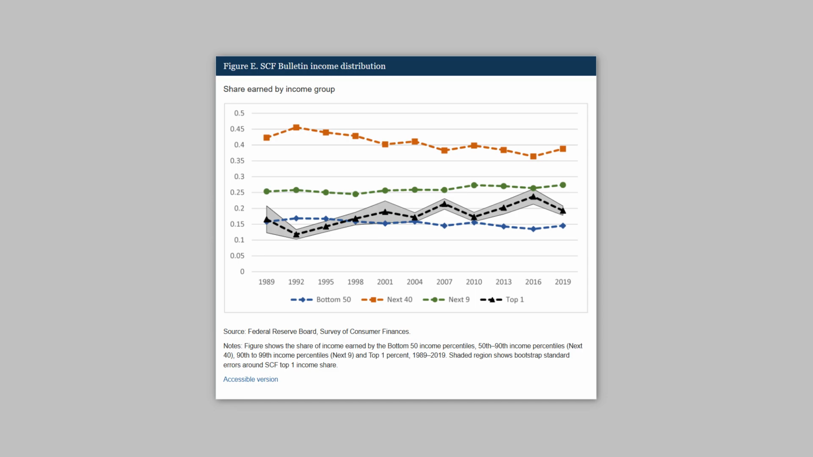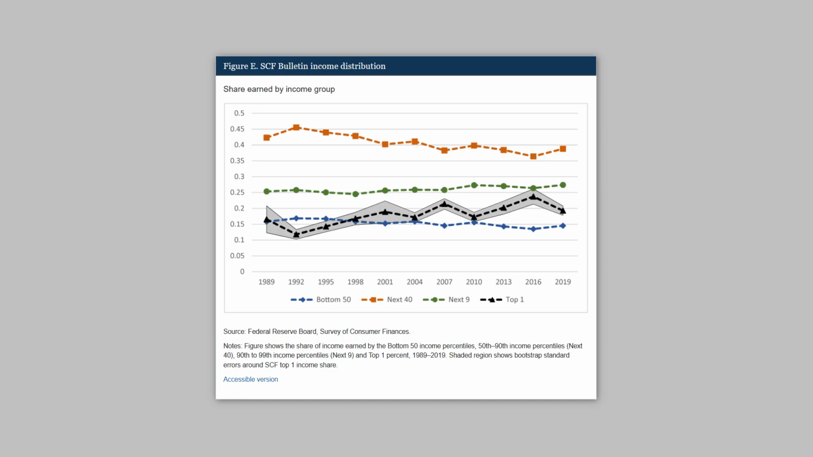Taking the average of the first 3 surveys and the last 3, the increase was around 6%. The next 9% have had a slight increase in their share. The bottom 50% have mostly stagnated or declined. Interestingly, the next 40%, the middle class, saw a substantial decline in their income share. Again, taking the average of the first and last 3 surveys, their income share declined by around 6%.